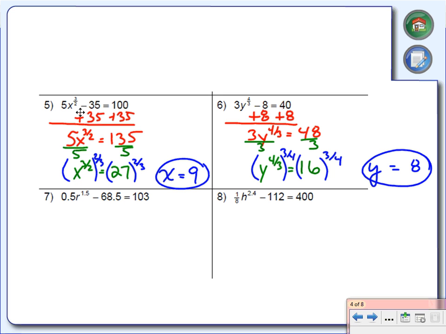All right, the last two that we're going to look at here are a little bit different. Just a little bit, though. Very good. We are going to have to change the decimal to a fraction so we know what the reciprocal is. But we'll hold on to that in a minute. But first thing we're going to do is add the 68.5. Let's do that part first.